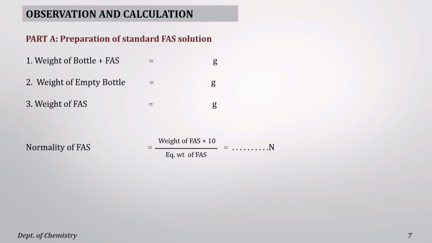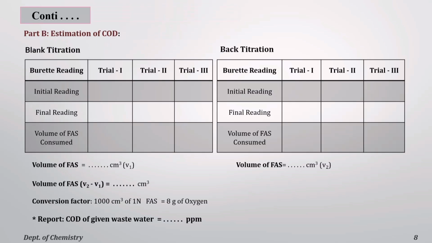So this is the observation and calculation part. Part A is regarding calculation of normality of the FAS solution we have prepared. The first one is the weight of the empty bottle with the FAS salt. Second is the weight of the empty bottle. Subtracting the second weight from the first weight gives us the exact weight of FAS dissolved in the solution. Using the formula, weight of FAS into 10 divided by the equivalent weight of FAS gives us the normality of the standard we have taken.